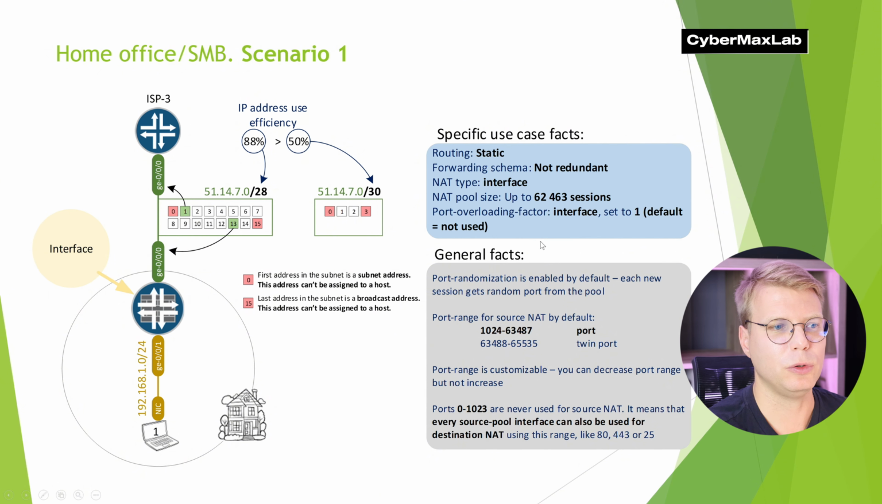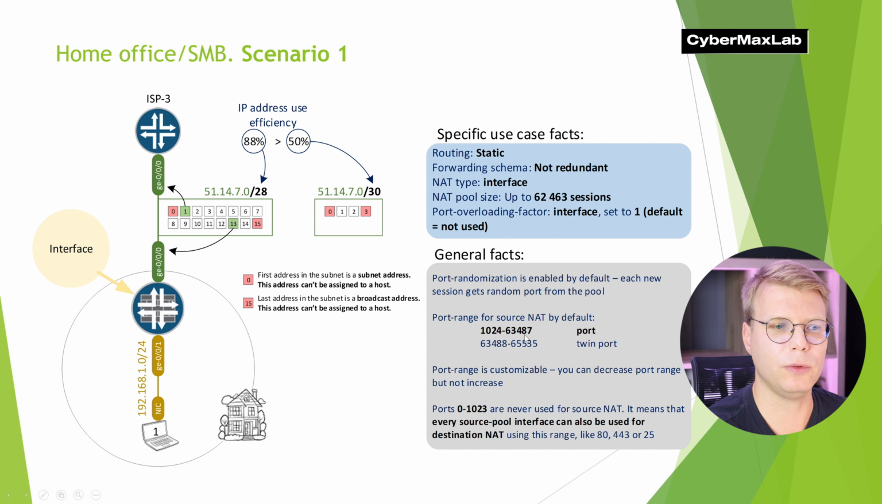There are some general facts which will be general for every single lab scenario. We'll just go over it once. The port randomization is enabled by default. Each new session gets a random port from the pool, not sequential. This is done for security reasons. The port ranges for Source NAT by default are ports from 1024 to 63,487, which are used for port translation. So this is something we target. These are our ICMP, TCP, and UDP traffic being translated.